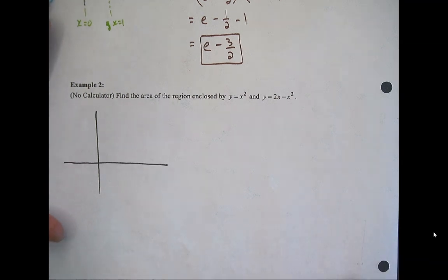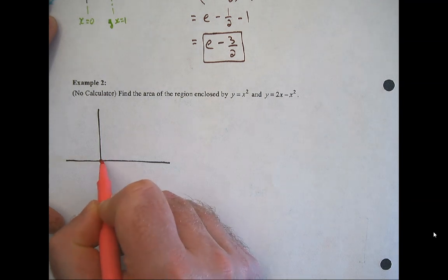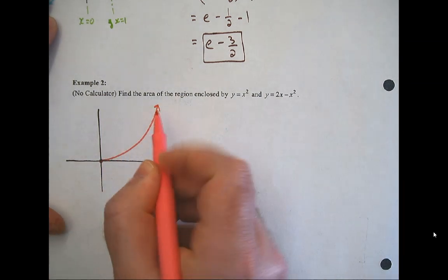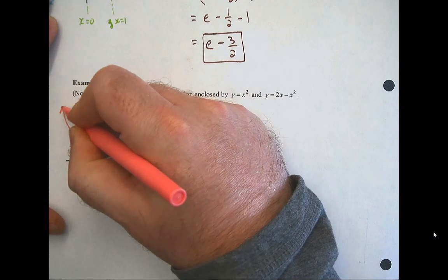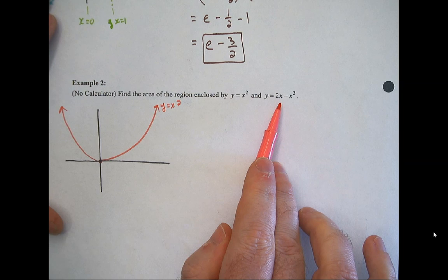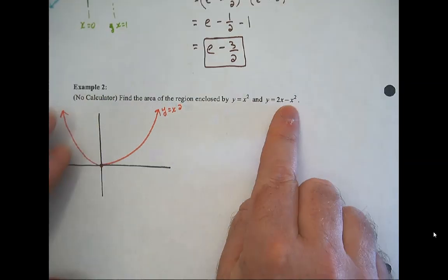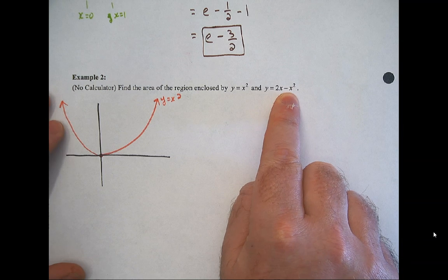All right, let's see. So x squared, that's pretty easy. X squared is going to start here. It's going to be a parabola, so something like this. That's y equals x squared. This is going to take a little bit more work, but not too bad. We know that's a parabola as well. It's a parabola that's pointed downward because we have a negative in front of the x squared.